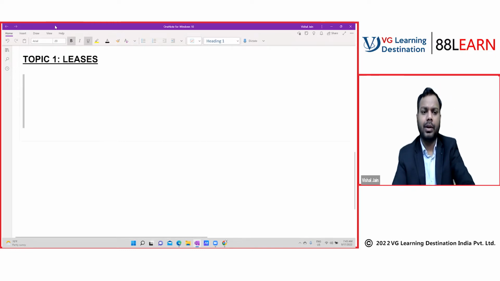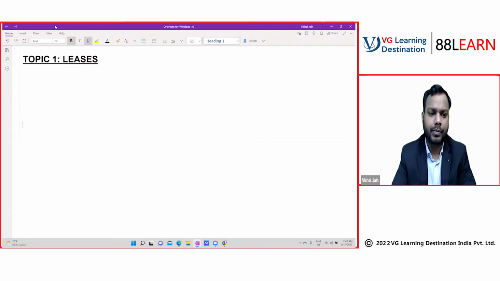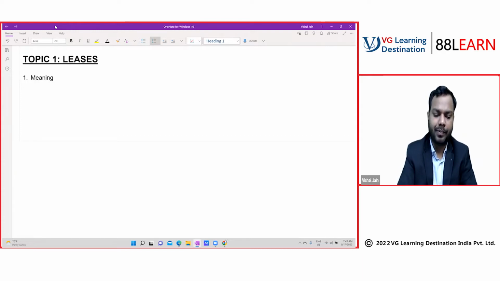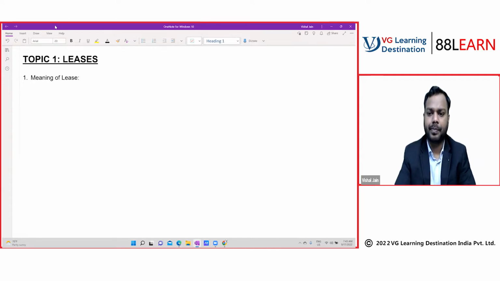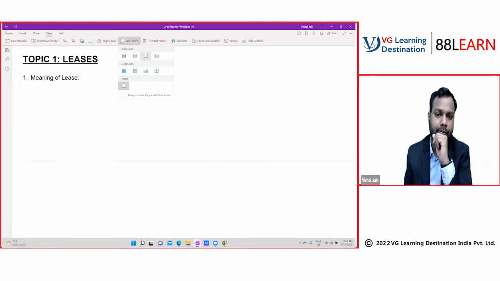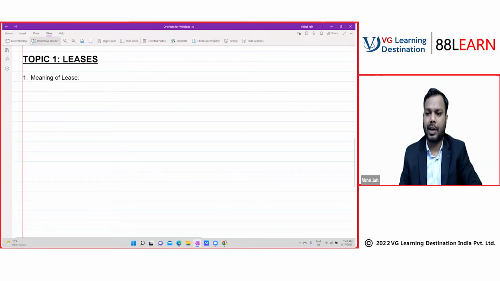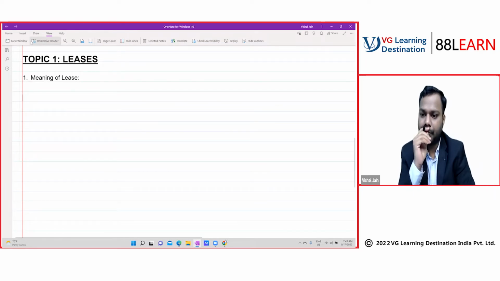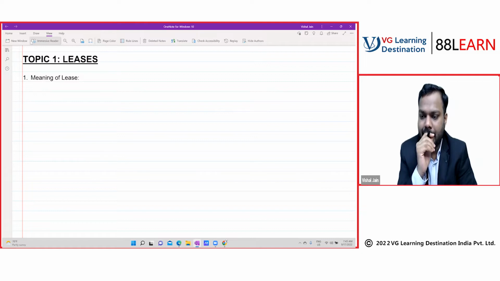Tell me, guys, what is a lease? What do you understand by lease? What is your understanding on lease? Meaning of lease? Rental. Okay. Rental. Contract for the let out or use of the property. Okay. Giving the control of the asset to another on rental basis.